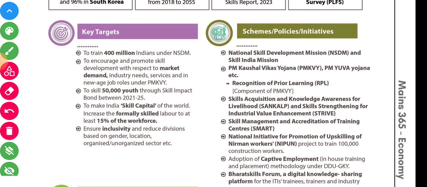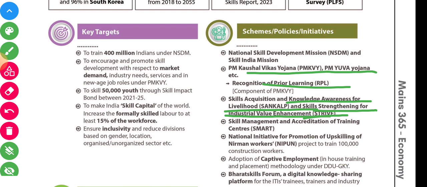What are the schemes related to skill development? National Skill Development Mission and Skill India Mission, PM Kaushal Vikas Yojana, PM Yuva Yojana, recognition of prior learning component of Pradhan Mantri Kaushal Vikas Yojana, Skills Acquisition and Knowledge Awareness for Livelihood, SANKALP, and STRIVE. STRIVE stands for Skills Strengthening for Industrial Value Enhancement.